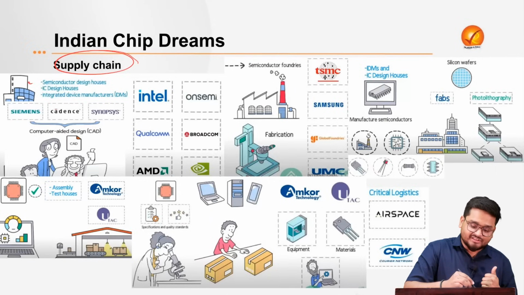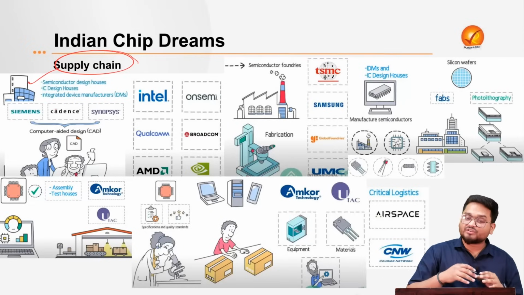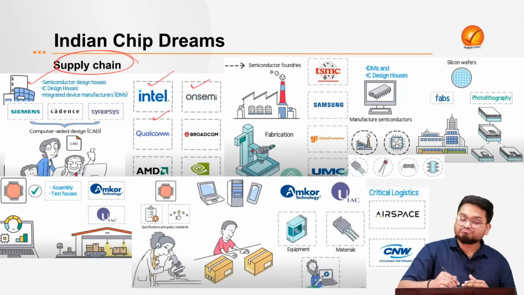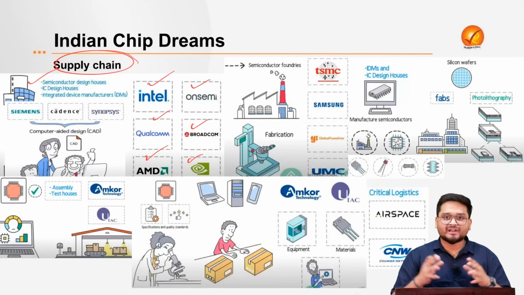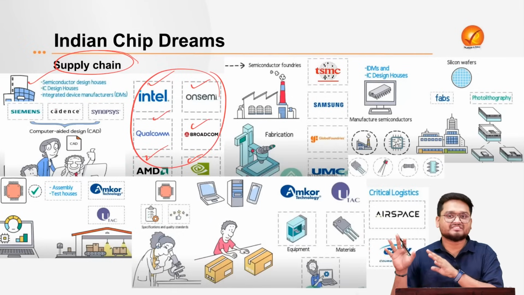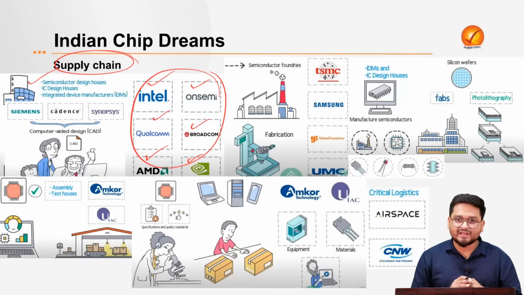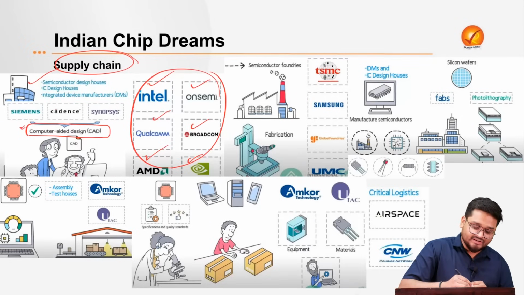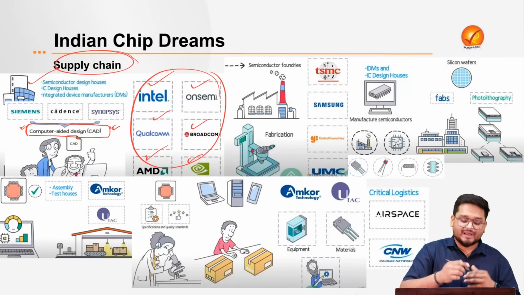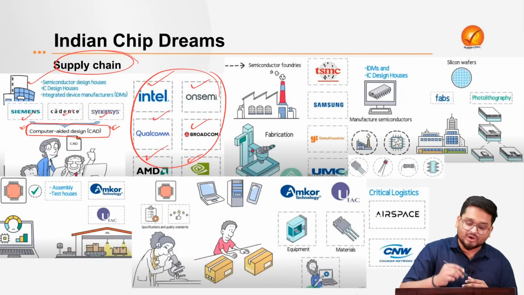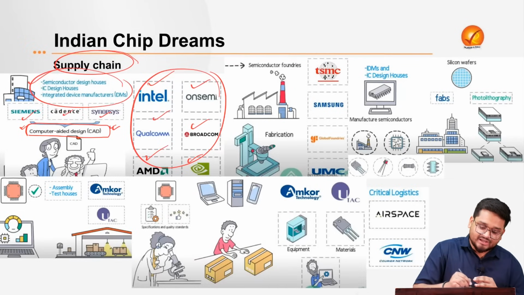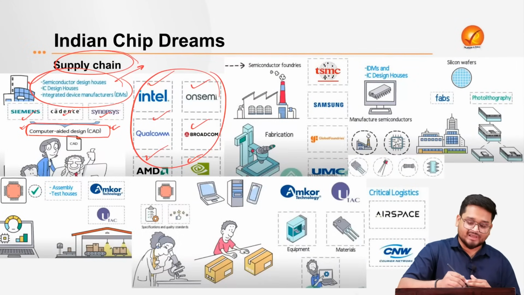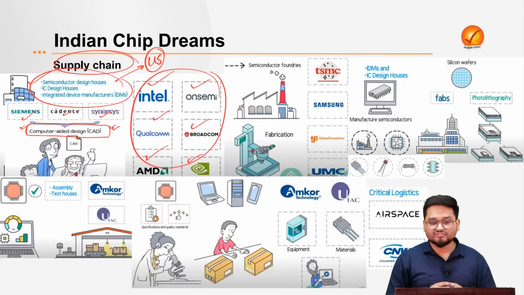It starts with semiconductor design houses. These are companies such as Intel, onsemi, Qualcomm, Nvidia, Broadcom, AMD, right? These companies design the semiconductors on their specialized computers and equipment, which is known as computer aided design. This computer aided design is a specific software supplied by companies such as Cadence, Siemens, Synopsys. So it starts with the designing of the semiconductors at design houses, and most of the designing of global semiconductors is actually taking place in the United States of America.